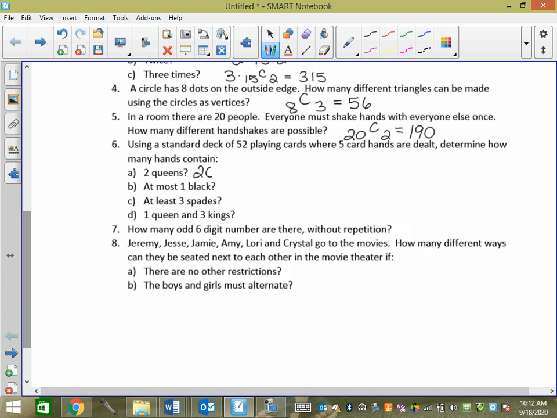So we must contain 2 queens. Is the hand done? What do I have to do? And 3 what? Others. They have to be other than queens. So how many queens do I have to choose from? 4C2, because order doesn't matter. And multiply. 3 others. 52 take away 4. So it's 48 choose 3.